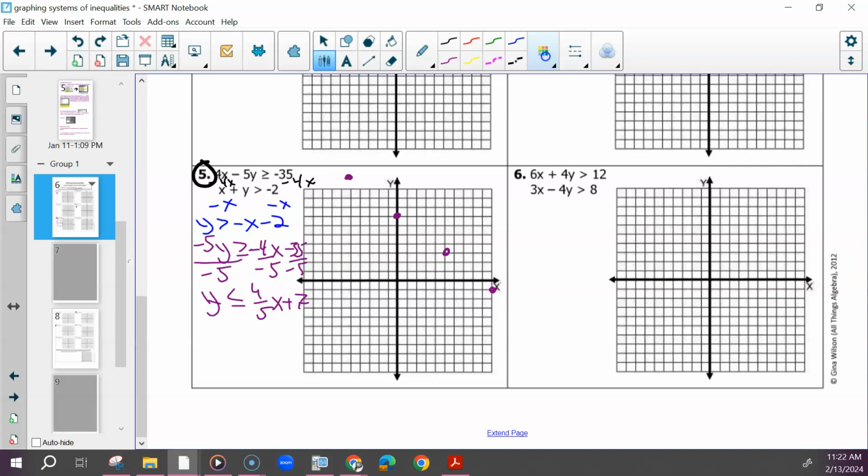That one would be off, but that's right. Would this line be dashed or solid? Solid. Go ahead and connect all those points. And then shade below or above. Below, because it's less than. So that would be everything here.